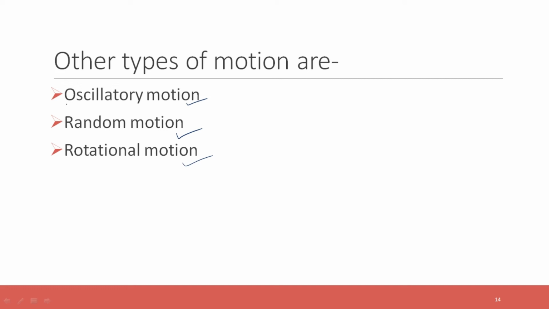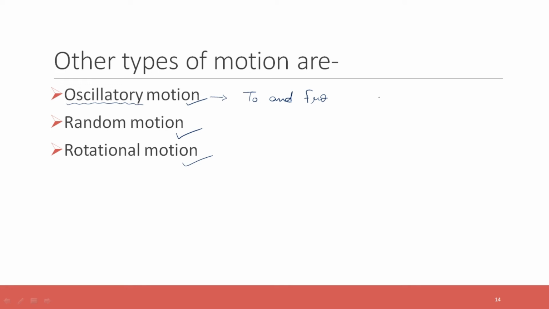What is oscillatory motion? Oscillatory motion is a motion in which a thing vibrates, or it moves to and fro about a mean position. It moves to and fro. The example that we have seen in periodic motion, that of a pendulum, also comes under oscillatory.